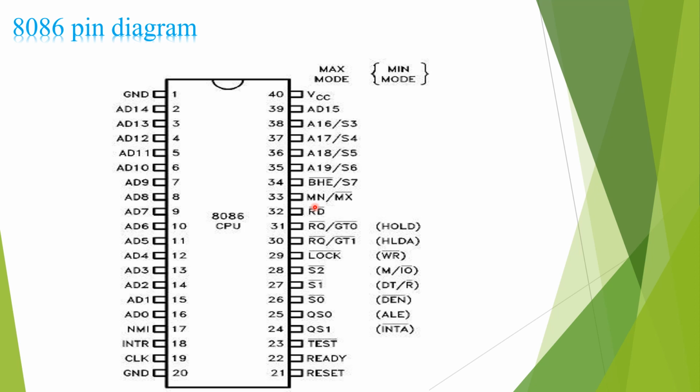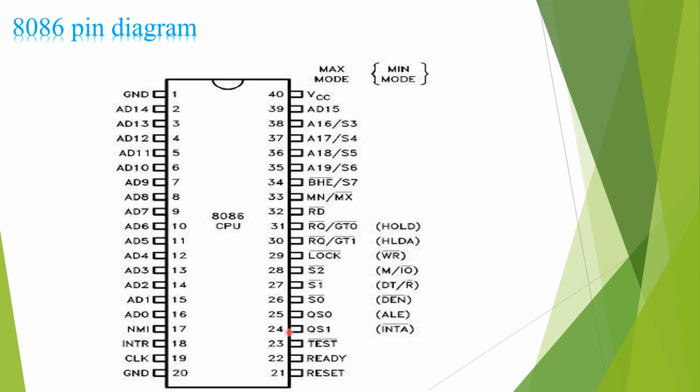After that, INTA. Here pin number 24. It is an interrupt acknowledgement signal. It is available at pin number 24. When the microprocessor receives the interrupt, it acknowledges the interrupt through this signal.